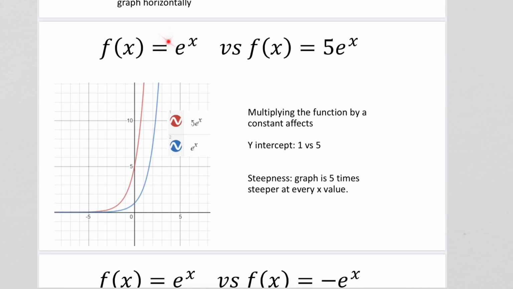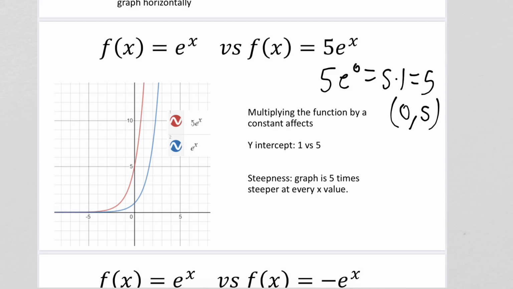Okay, if we multiply with a coefficient, in this case a coefficient of 5, we can see that this is the red graph, which is steeper. It's 5 times steeper at every single x value compared to e to the x because we multiplied the outputs by 5. The y-intercept is now at 5 instead of 1 because 5 times e raised to the 0 power is 5 times 1, which is 5. So we have a y-intercept at (0, 5), and this red graph is steeper than the blue graph at every single point.